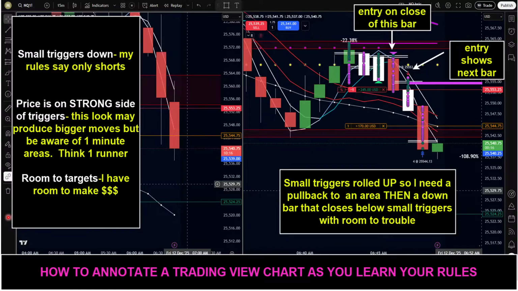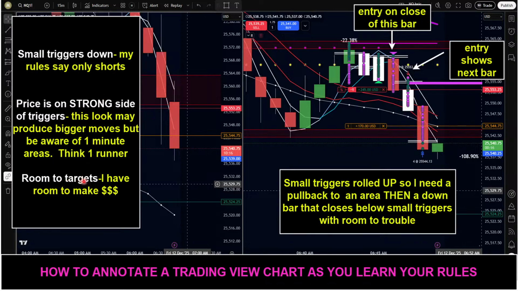And then finally, guys, the quickest way to get to where you want to be is to ask for help. I can't force you to. I won't beg you to. But if you really want to learn this methodology and you want to learn it fast, there are things you need to write on the chart, because every time you see something, small triggers down, it has to mean something to you. There has to be a correlation between what you see and what it means. And that's exactly what we did here. Small triggers are down. It means my rules say only shorts. I'm going to write that on every chart every time until it is 100% second nature.